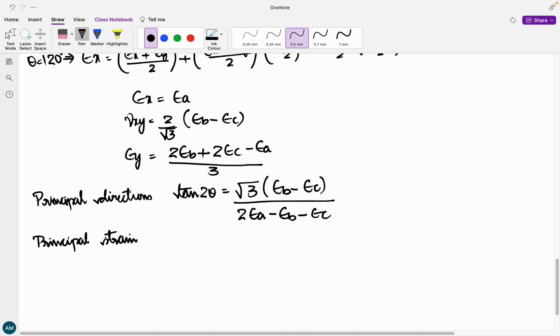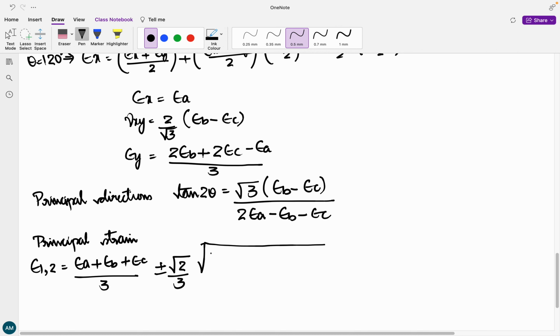Or principal strain, that is epsilon 1, 2 is epsilon a plus epsilon b plus epsilon c whole divided by 3 plus or minus under root 2 by 3, under root epsilon a minus epsilon b the whole square plus epsilon b minus epsilon c the whole square plus epsilon c minus epsilon a the whole square.